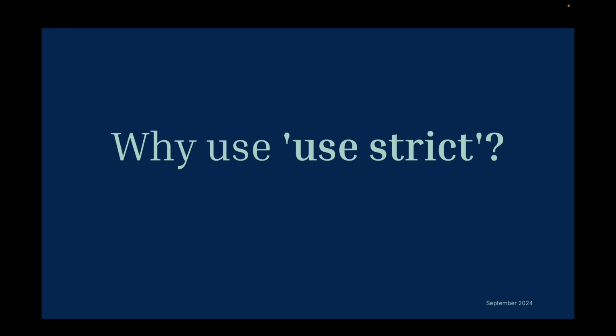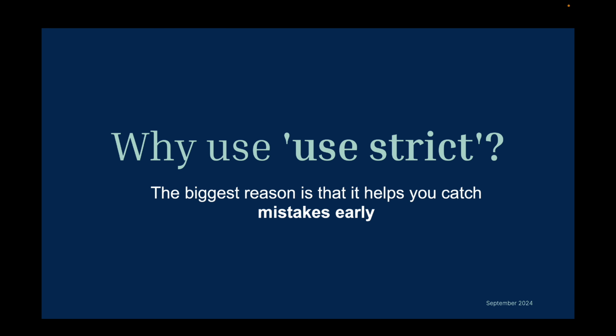So why use strict mode? As I said, use strict is a directive that will help us mostly catch different errors. The biggest reason is that it will help you catch mistakes early, before you can even run your code in most cases. To be more specific, let us look at another example where strict mode will be more helpful.